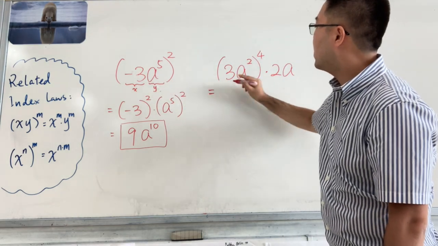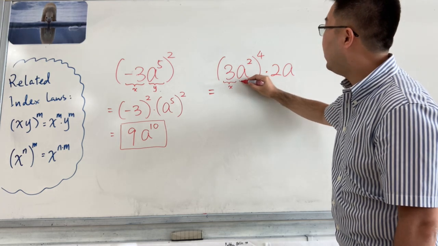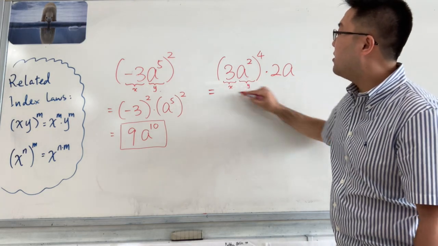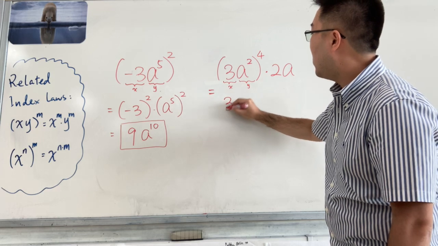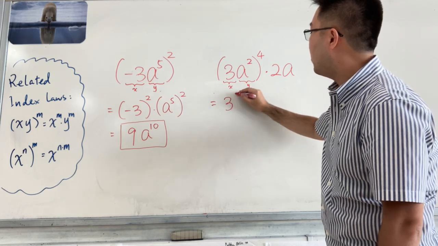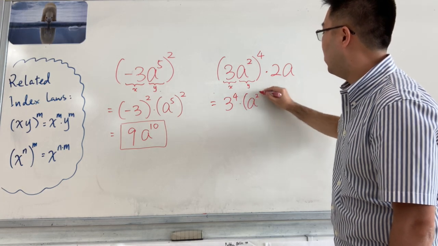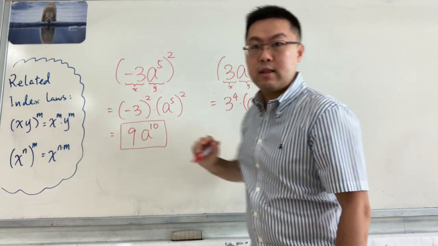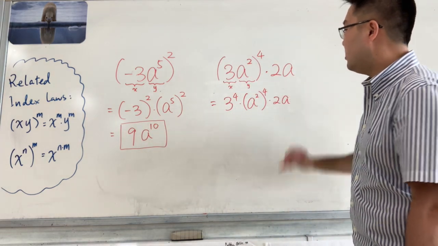So in this case, you can treat the 3 as the x and a squared as the y. So to expand the first brackets here, we have 3 a squared to the power 4, that equals 3 to the power 4 multiplied by a squared to the power 4. Also applying the first index law that I put over here. And don't forget the 2a at the end.